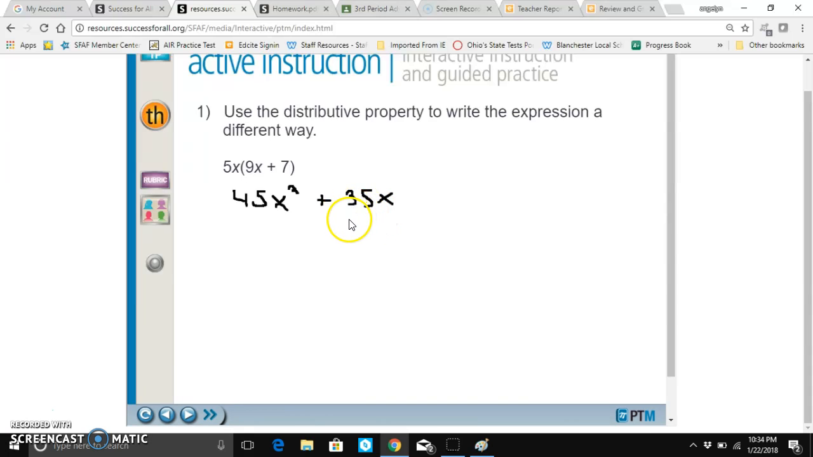Okay, so what's new for today? Today we're going to take something that looks like this, a sum of two terms, which means two terms are being added together, and we're going to turn it back into the first problem. In order to do that, you have to find the greatest common factor of 45x squared and 35x.